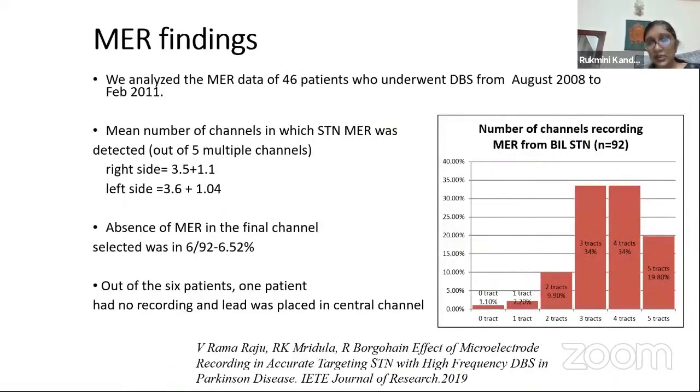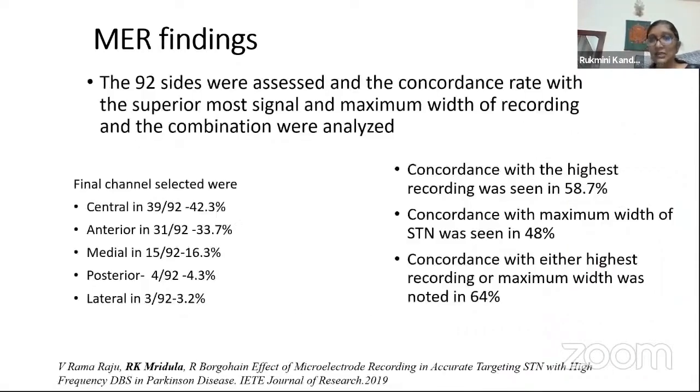We had done a very small study where we looked at 46 patients who had undergone DBS over a 3-year period. We looked at the mean number of channels in which the STN MER was detected. The mean number was around 3.5 on the right side and 3.6 on the left side, and the absence of microelectrode recording in the final channel selected was in 6. Out of those 6 patients, 1 patient had no recording and the lead was just placed in the central channel after stimulation.